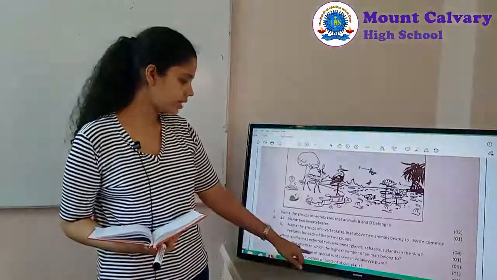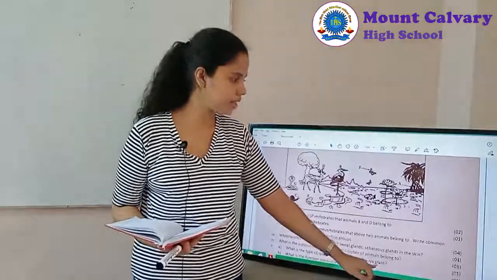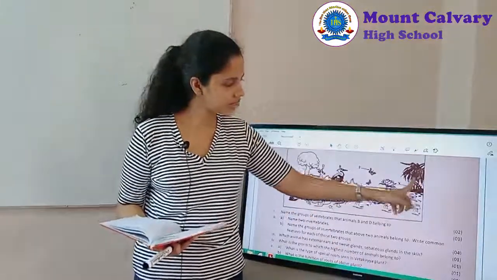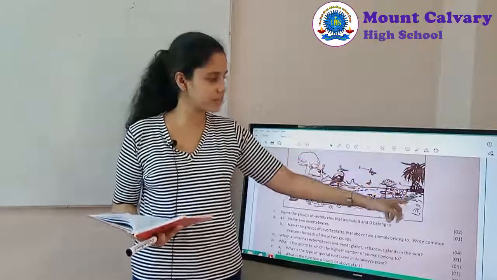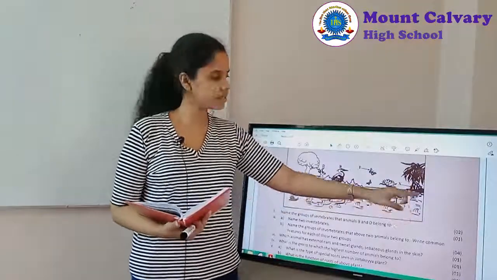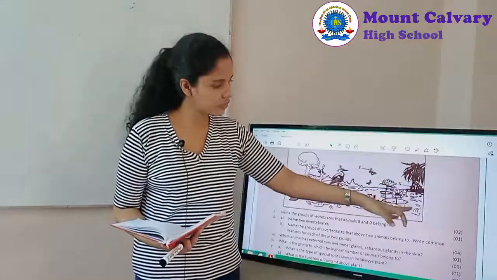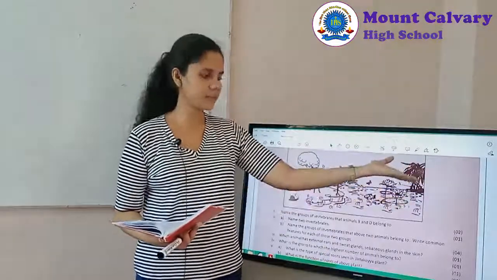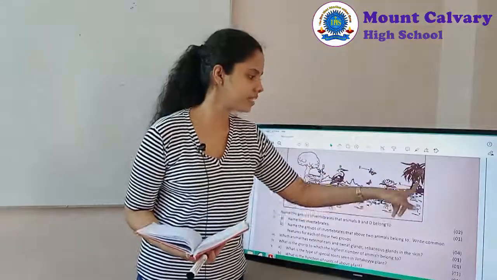Then what is the type of special root seen in the Rhizophoraceae plant? Here the plant X you can see is a Rhizophoraceae plant. So what is the special root here? Stilt root. Those roots are not below the soil, they are above the soil, on the surface of the soil. So we call these roots stilt roots.